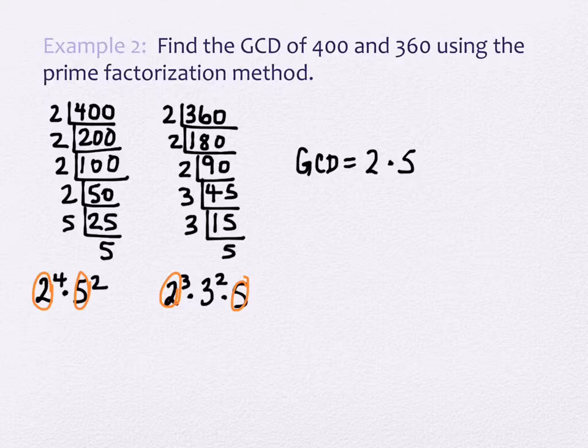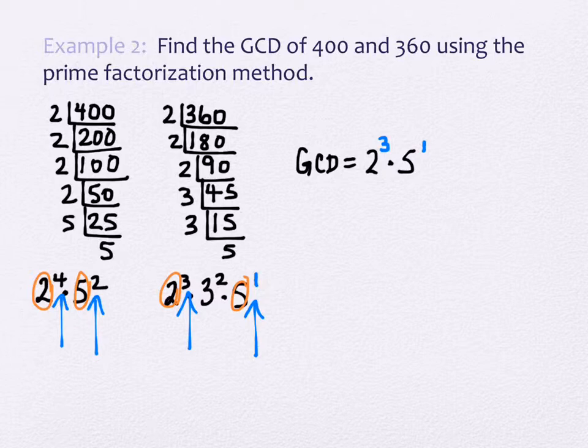What is the smallest exponent on the 2's? 3. So that's the exponent that I need on my 2 as well. And then I need to look at the 5's. What's the smallest exponent on the 5's? It's a 1. You don't actually see it here, but this is a 1, right? So this 5 has a 1 exponent. Either write it or don't.